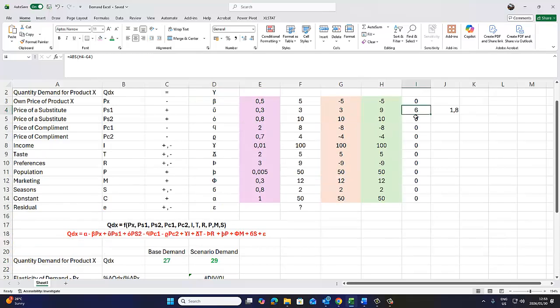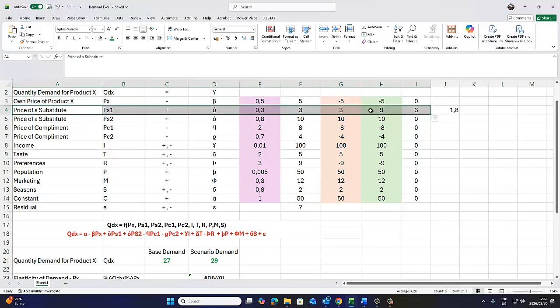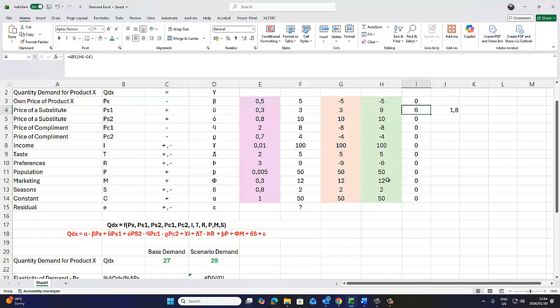So the price increased by 6. Remember the price of the substitute, this one here, increased by 6 Rand, from 3 Rand to 9 Rand. Quantity demanded, however, only increases by 2, from 27 to 29. Remember, when the price of a substitute increases, the quantity demanded for that substitute will decrease, and the demand for your product will increase because they are alternatives. You can swap them. You don't have to buy the one, you can buy the other one. Chicken or beef, etc. So you can clearly see that it is very, very little.